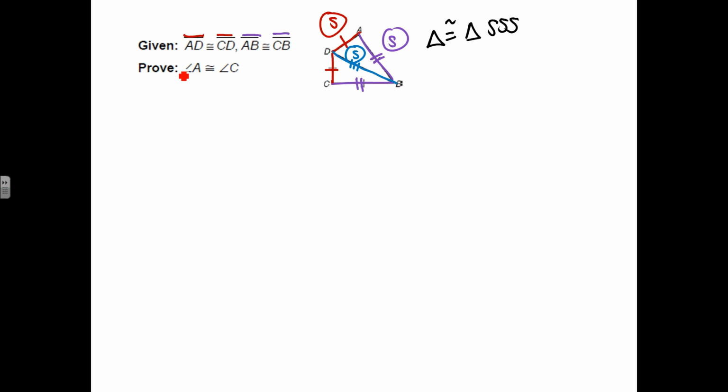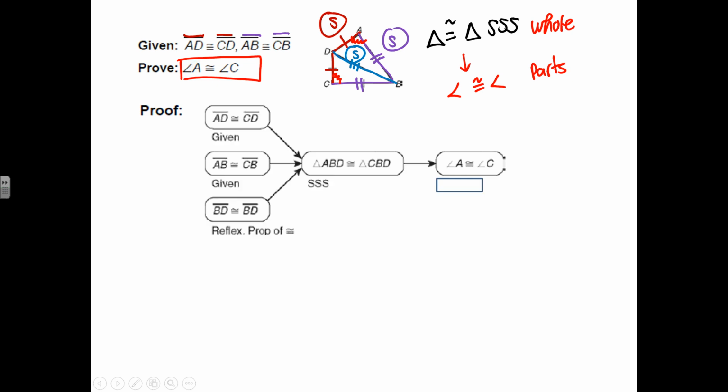We're trying to prove, remember, prove just means explain, how you can get angle A and angle C congruent. Well, if the whole is congruent, then the parts are congruent. And that's what this is saying here. Take a look, let's look at the proof here.